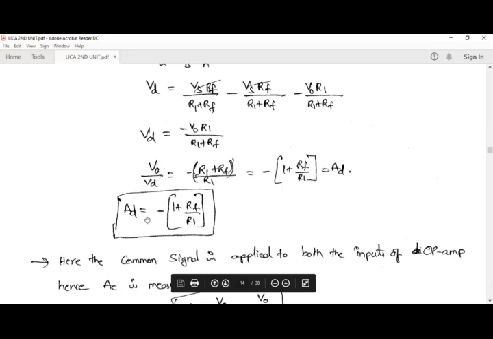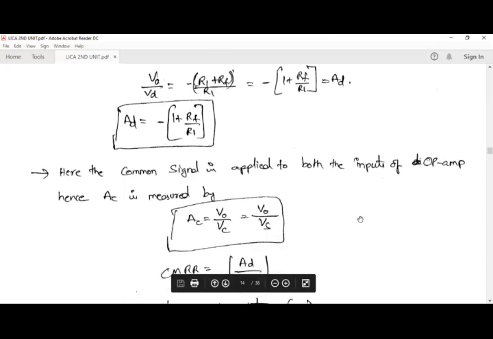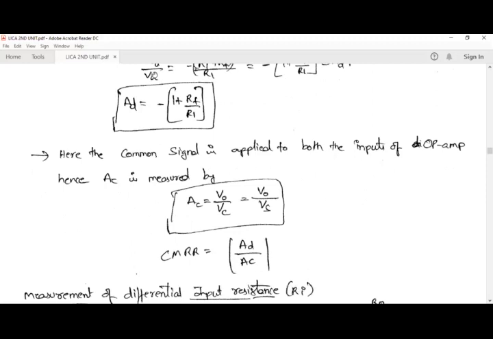So this indicates that the gain will have a phase shift. Here the common signal is applied to both the inputs of an op amp. Hence AC is measured by, so this is AD, and if you want to measure AC, we know that CMRR is the ratio of the differential gain to the common mode gain.